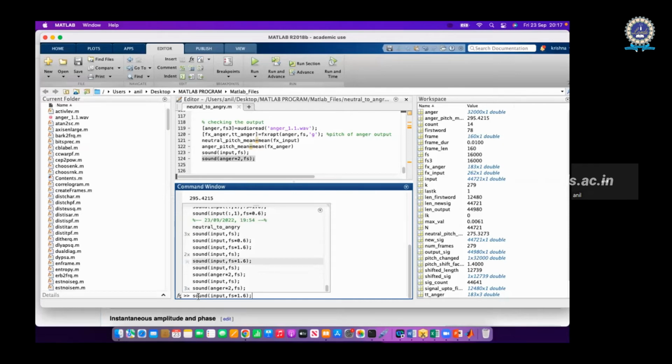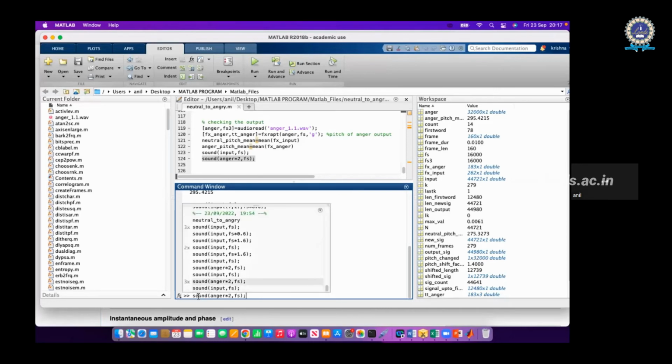Children have more pitch. After that, a little bit less for female, and a little bit further less for male. Or you can tell it in the reverse order also. Compared to male, female will have more pitch. Compared to female, children will have more pitch. So I have taken a female speech.